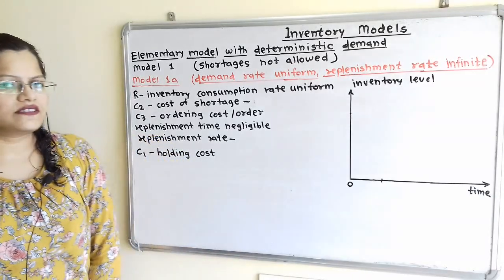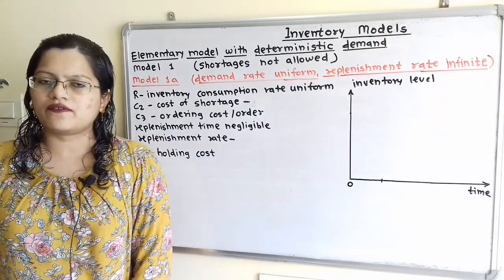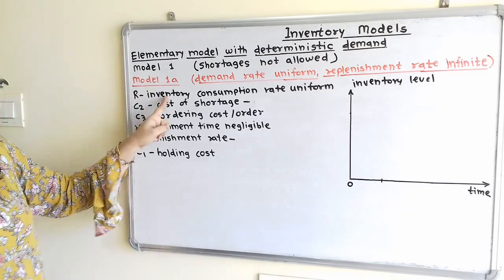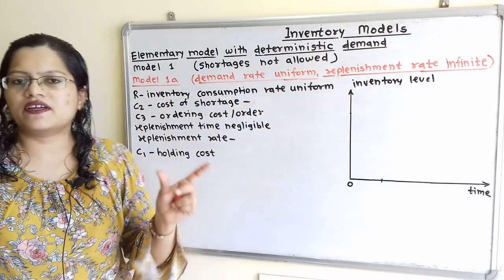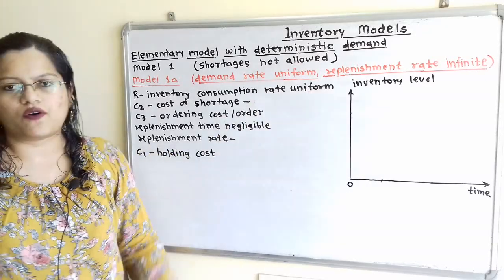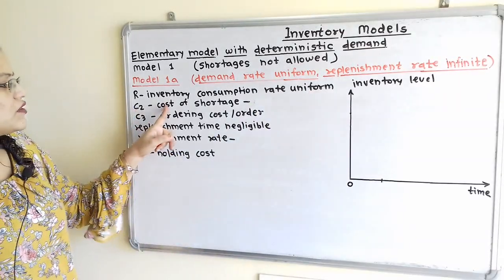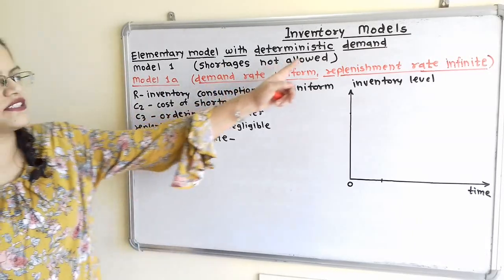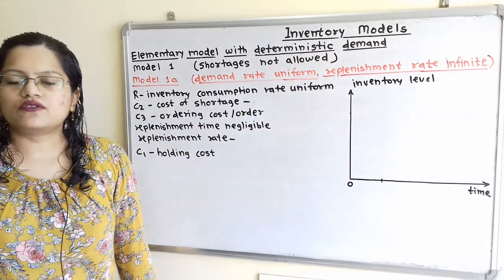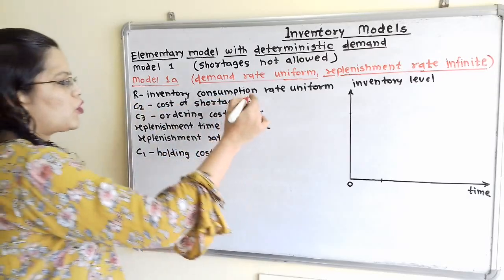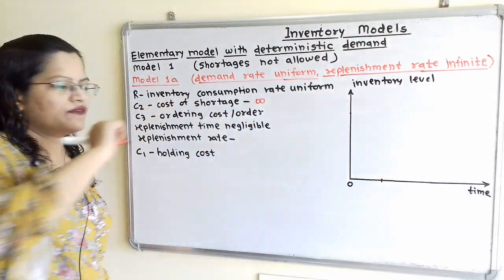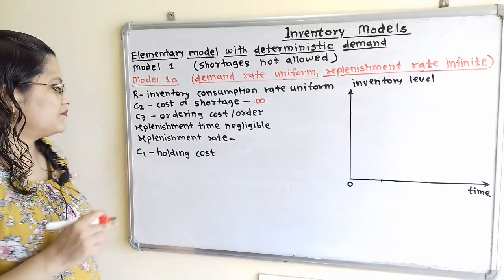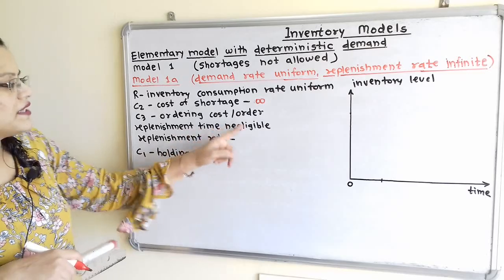Now we will understand some characteristics related to inventory model 1A. What is R? R is inventory consumption rate, and inventory consumption rate is uniform. Then C2. C2 is cost of shortage. Now for this model 1, shortages are not allowed. So for no shortages, cost of shortage we have to take as infinity. Then C3, ordering cost per order. Then replenishment time is negligible.